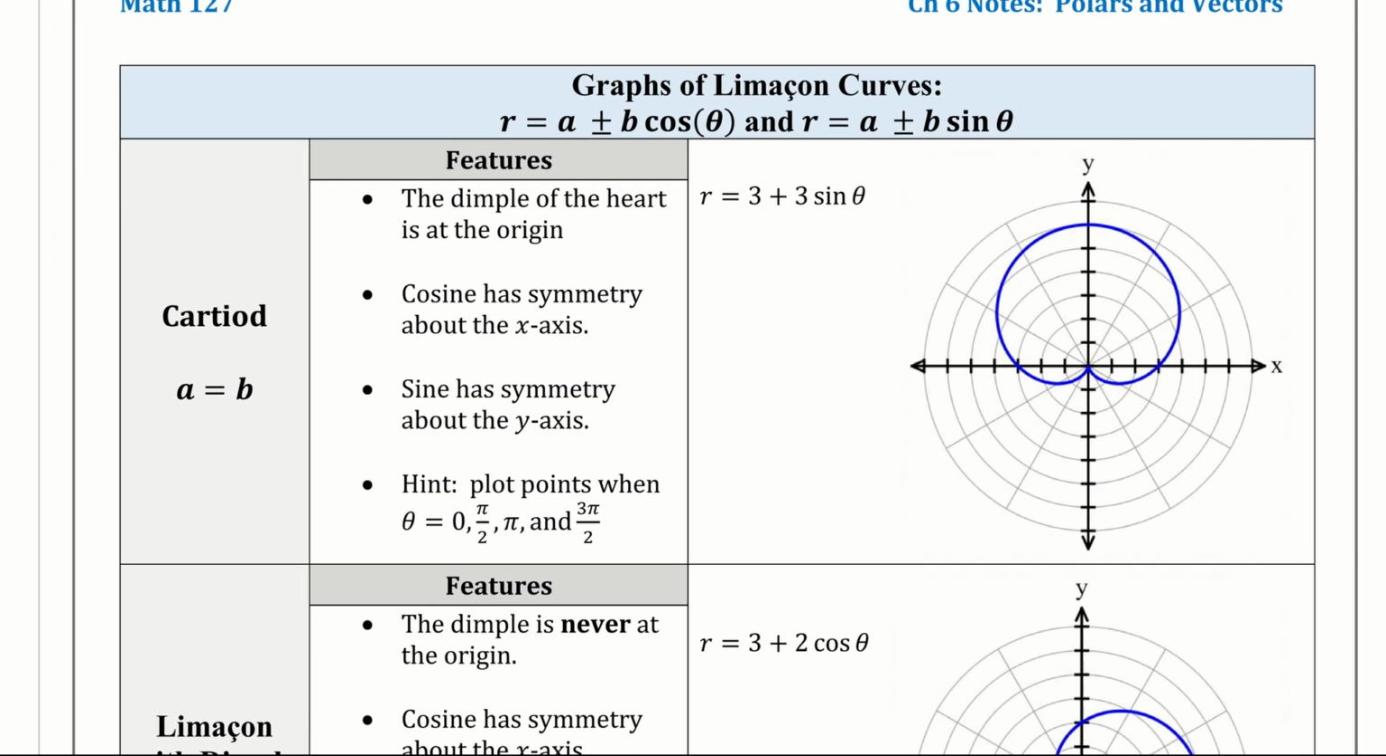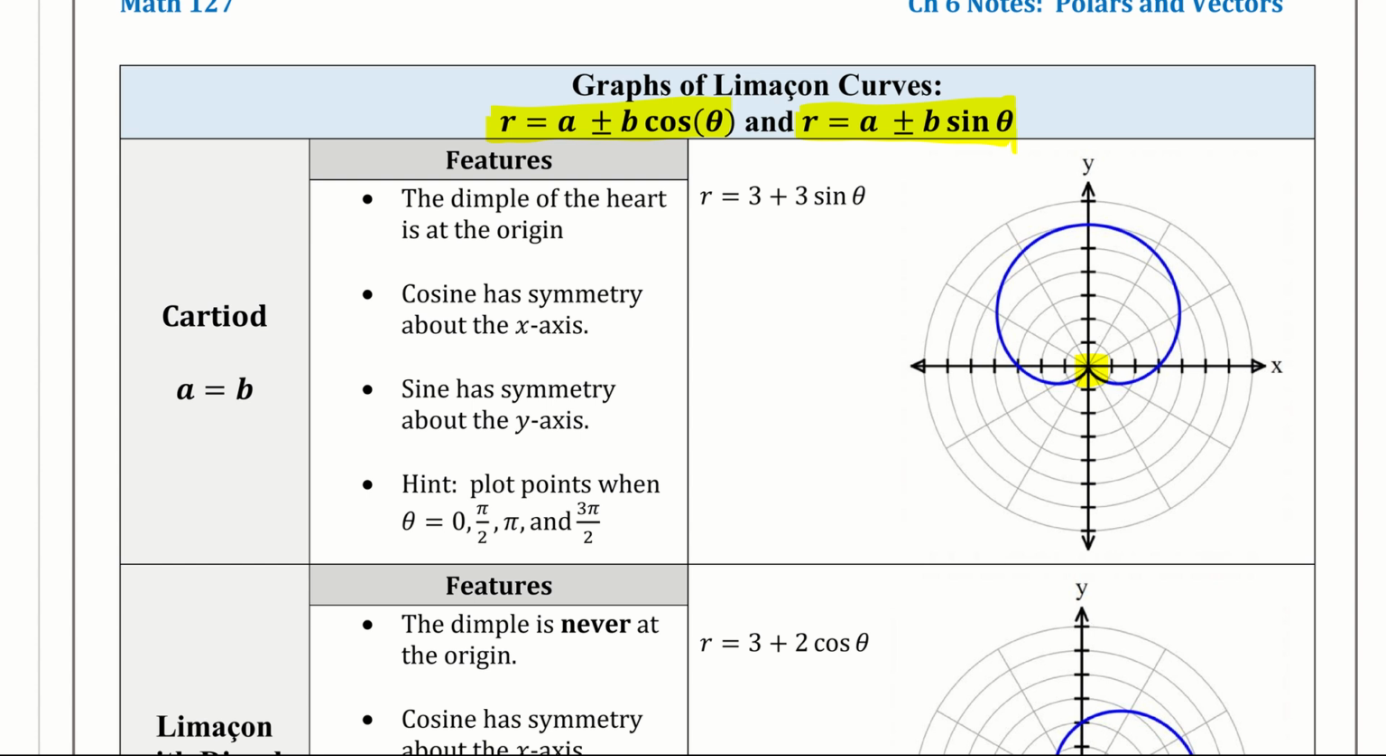So cardioids, what do they look like? Now, all of these would be limaçons. A cardioid is a special category of limaçon. And so they all have A plus or minus B cosine theta, or that could be with sine. But if A and B are the same numbers, we'll have a cardioid. The dimple is right at the heart of the origin. The dimple of the heart's right at the origin.